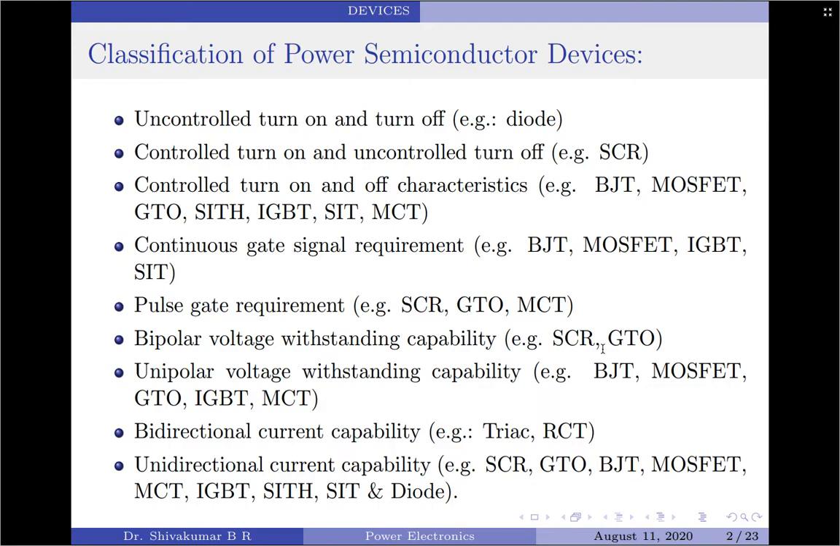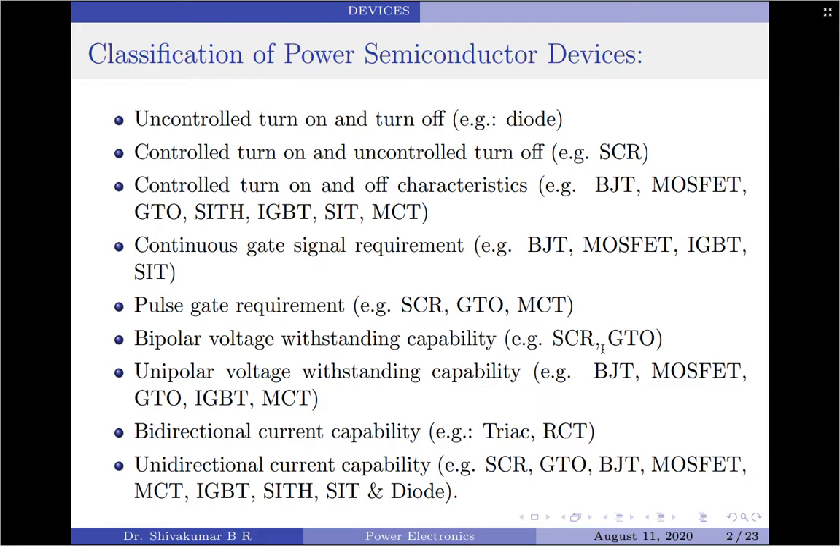In which you need not say it is a gate signal, it can be a continuous base or gate signal. Once again, the same BJT and MOSFET can be used for this particular category as examples. Why? Because unlike an SCR, BJT and MOSFET require continuous voltage across their control terminals, whereas an SCR only requires a very small pulse of a finite duration to trigger it.